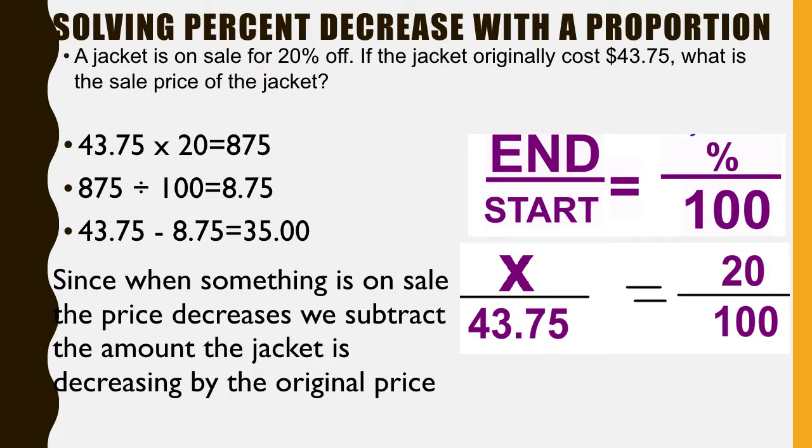Remember, when we cross multiply, we multiply the numbers across. So we have 43.75 times 20, which is $875. Then we have to divide that by 100. The price is on sale for $8.75 off.